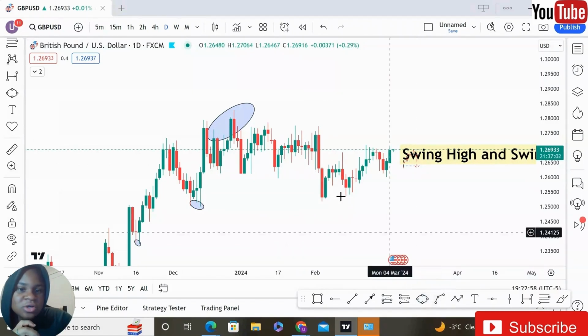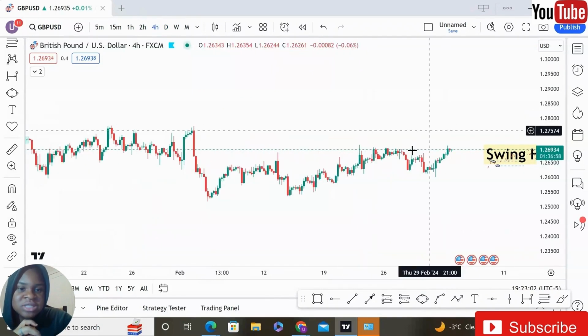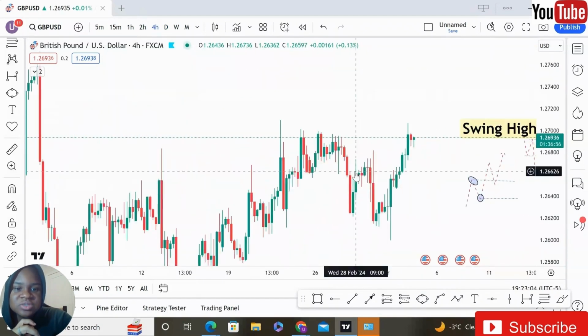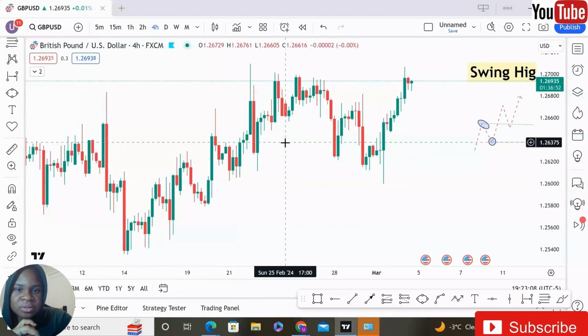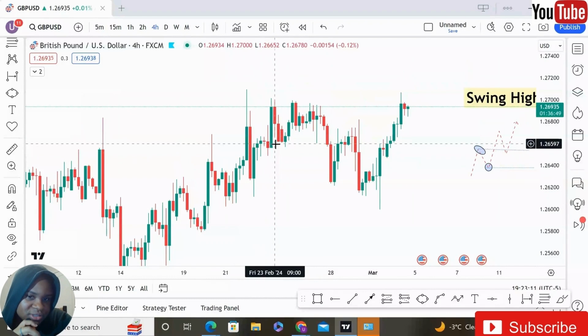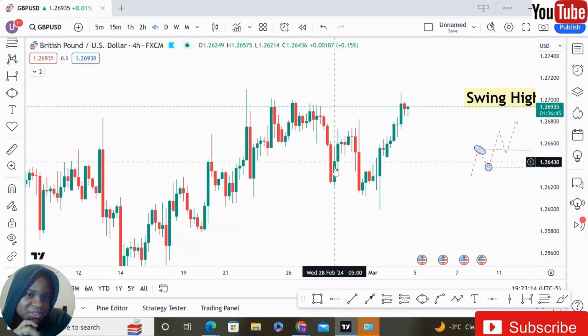You can just go around your chart, check it on 4 hours, 1 hour, 2 hours, on 15 minutes, and you would see the swing lows and the swing highs in the simplest way ever. See it here also, swing low. Swing low is here. We have a swing low. This is also a swing low before market changed its momentum.